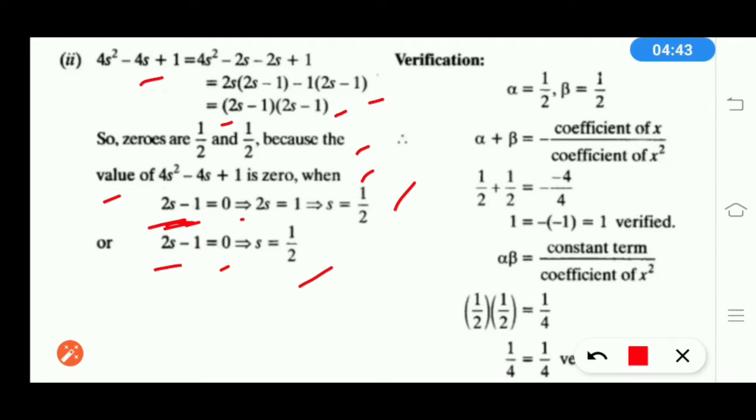Clear? Now verification. Let again alpha = 1/2 and beta = 1/2. Now alpha + beta = 1/2 + 1/2, that is 1.